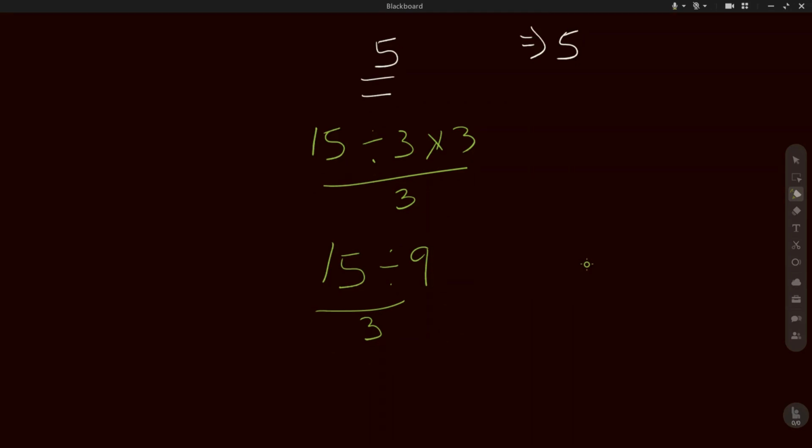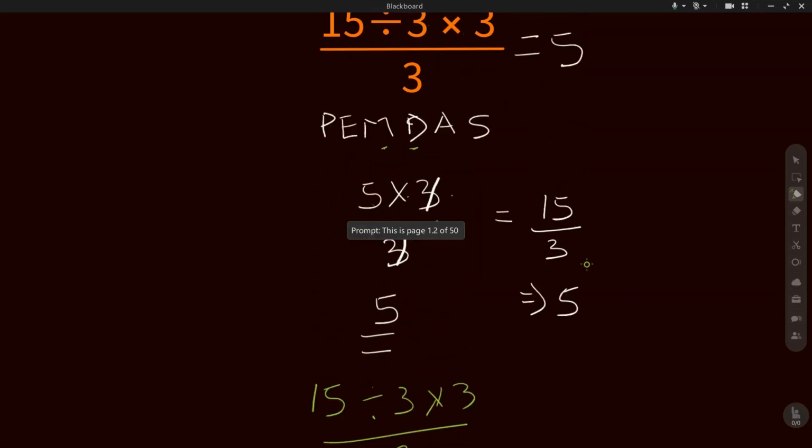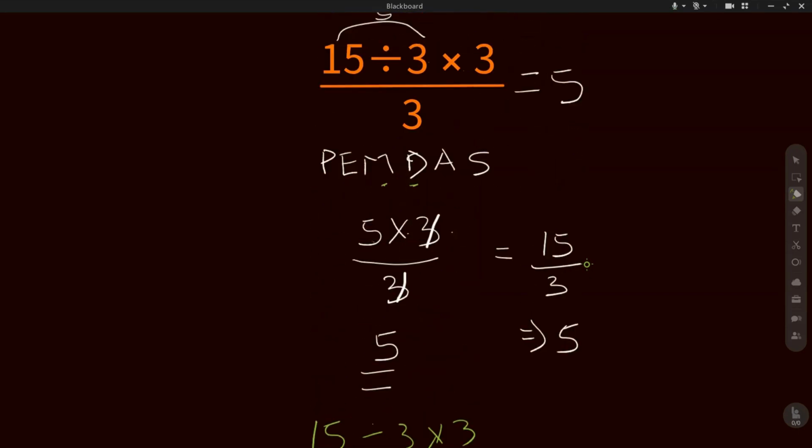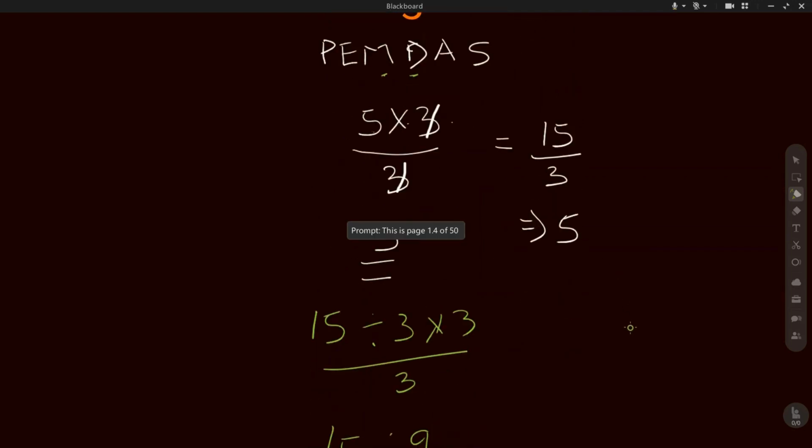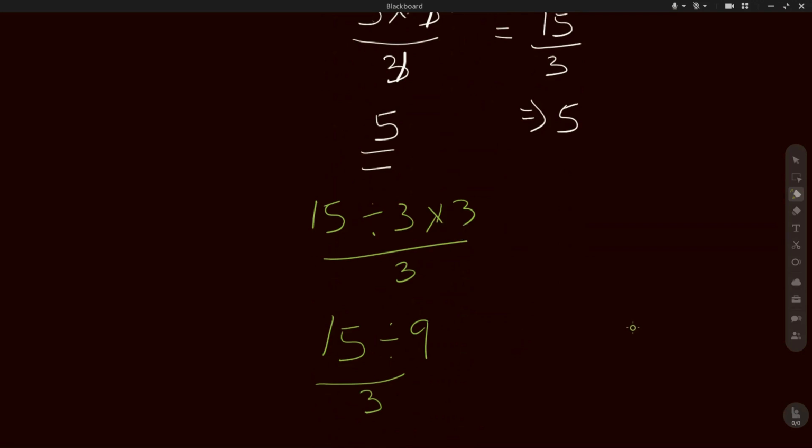So whenever you are solving something like this, you have to solve from left to right. If division appears first, divide first. If multiplication appears first, you multiply first.